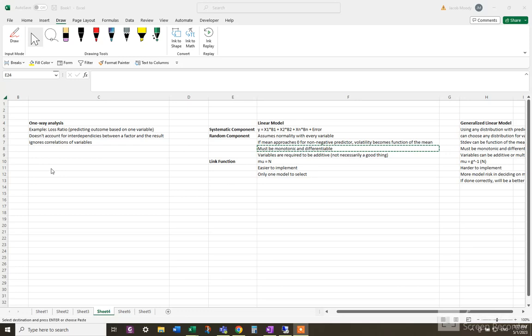So there's three things that they compare. They compare one-way analysis briefly, and then they compare linear models versus generalized linear models. One-way analysis is where you just use one variable to predict the result. An example is your loss ratio: I'm just going to predict what the outcome is based off of this. The issue is that there's no correlation between variables. It doesn't account for interdependencies between a factor and the result.